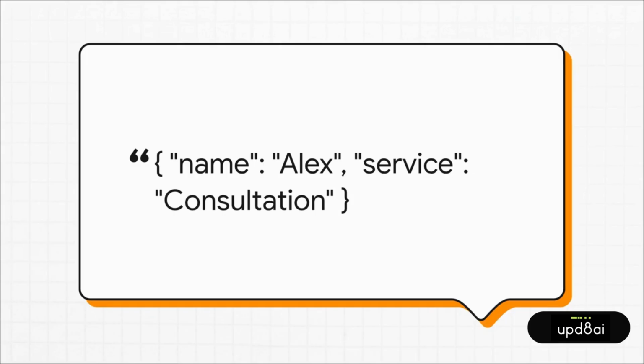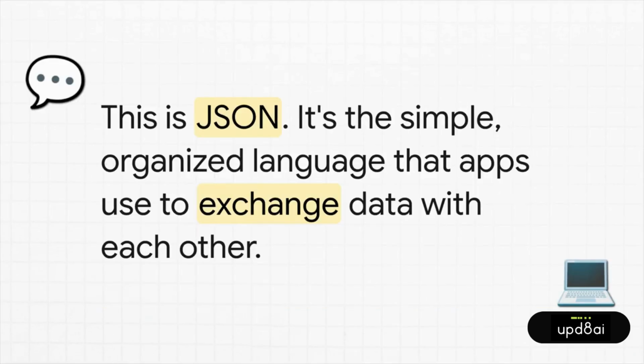Okay, so for all these apps to talk to each other, they have to send information back and forth, right? And that data usually looks a little something like this. Okay, this is called JSON. And I know, the curly braces and quotation marks can look a little scary, but don't let it fool you. All it is is a super clean, organized way for computers to pass data around.